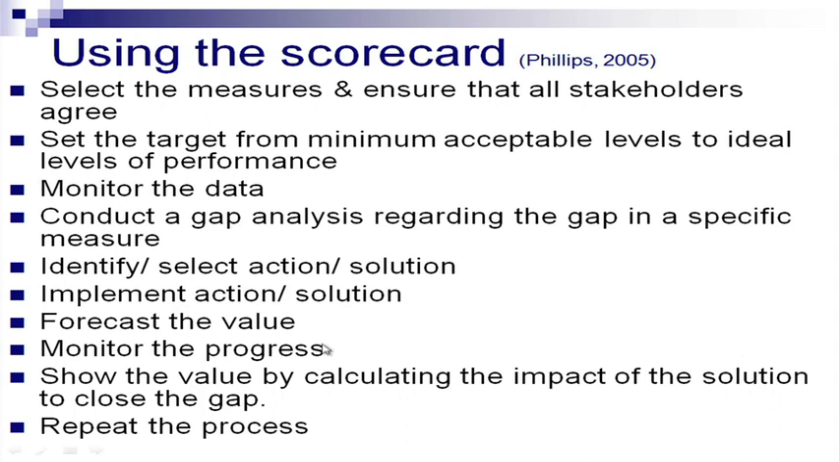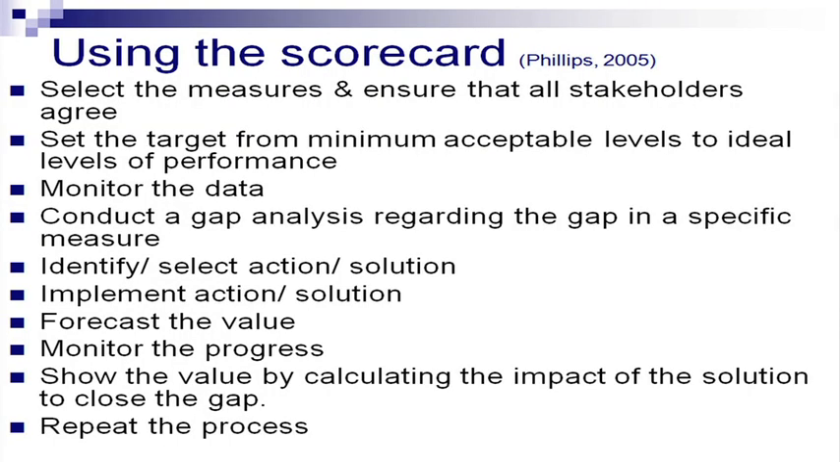Now, let me show you how to use the scorecard. When you use the scorecard, it is very important to select the measures and ensure that all stakeholders agree. Set the target from minimum acceptable levels to ideal levels of performance. Monitor the data that is coming in, conduct a gap analysis regarding the gap in a specific measure, select the action or solution, implement the action or solution, forecast the value that you will use to evaluate different parameters, monitor the progress, and then show the value by calculating the impact of the solution to close the gap. So, this is how you can use any type of scorecard by maintaining clear-cut records at every stage and trying to establish a cause and effect relationship.